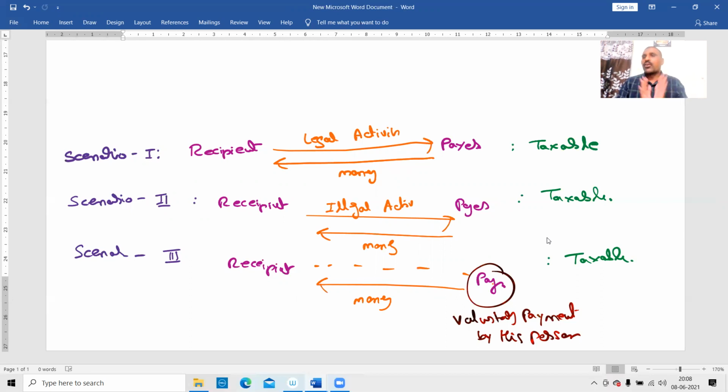If I receive money, I have to pay the tax. It is immaterial whether I have rendered any service or not. It is immaterial whether I have rendered illegal service, or whether I have rendered no service at all. But still it is taxable. Okay, it is immaterial what is received.